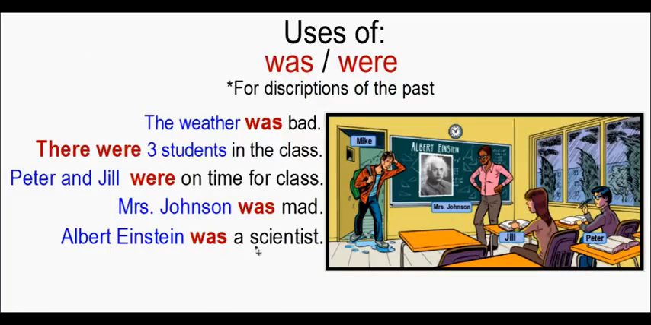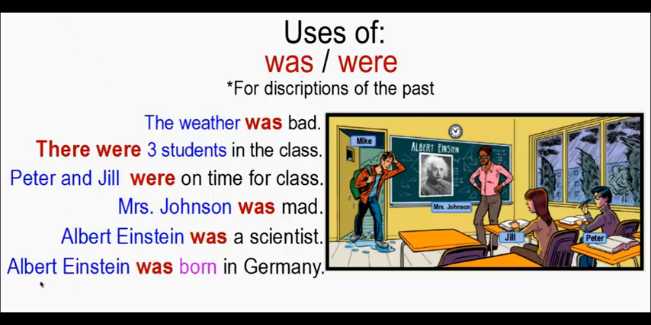Albert Einstein was a scientist. It's a description of Albert Einstein and his job. And Albert Einstein was born in Germany. It's a description of Albert Einstein and the place he was born.